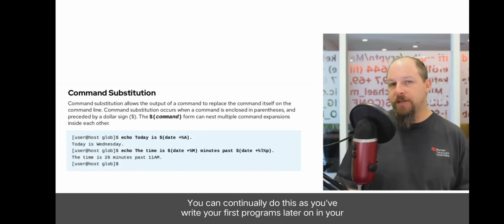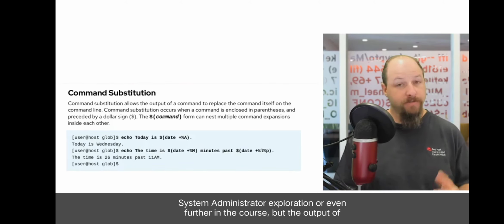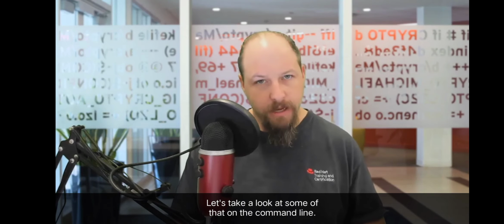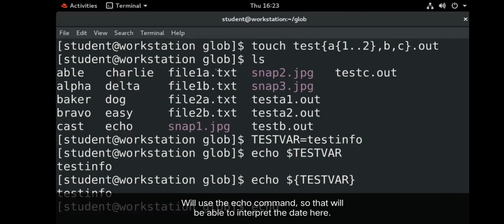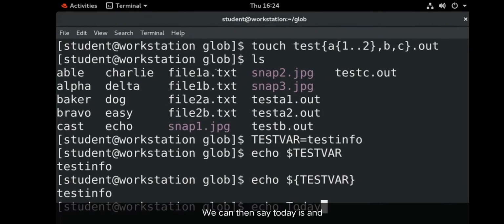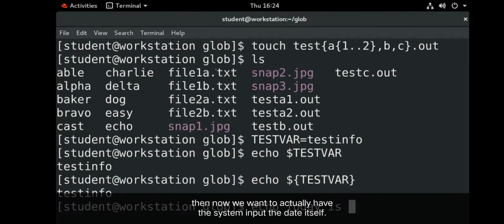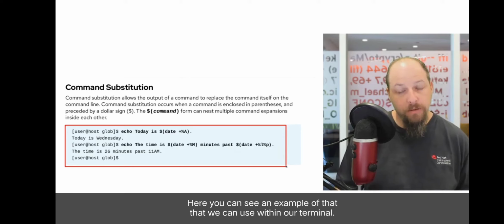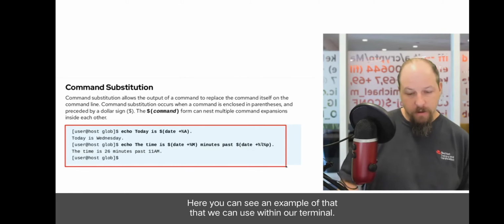You can continually do this as you write your first programs later on in your system administrator exploration or even further in the course. But the output of a command such as date can be interpreted in real time when we execute the commands. Let's take a look at some of that on the command line. We'll use the echo command so that we'll be able to interpret the date here. We can then say today is, and then now we want to actually have the system input the date itself. Here, you can see an example of that we can use within our terminal.